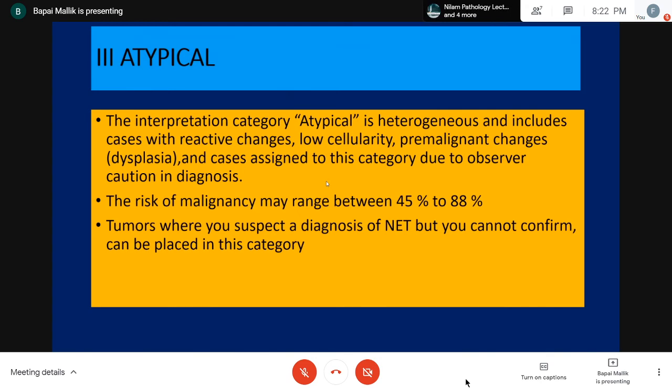One of the places where it can be very helpful: suppose you see a tumor which looks like a neuroendocrine tumor, but you are not absolutely certain. You would like to do some immunocytochemistry, but you do not have enough material. In a solid tumor, you are not very sure whether it's a neuroendocrine tumor or an SPN. In these cases also you can put it under the term atypical and then write a note. These are the things which you're considering, but you cannot really make a definitive diagnosis.